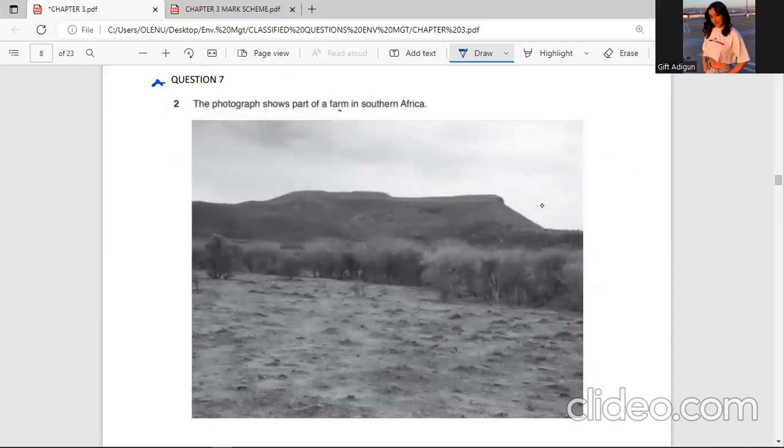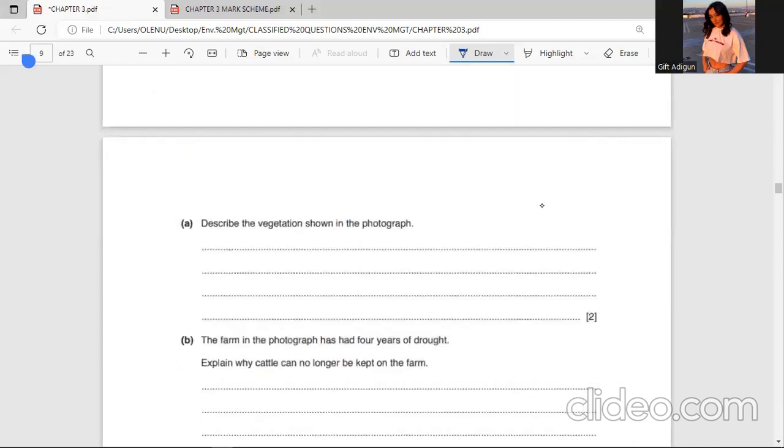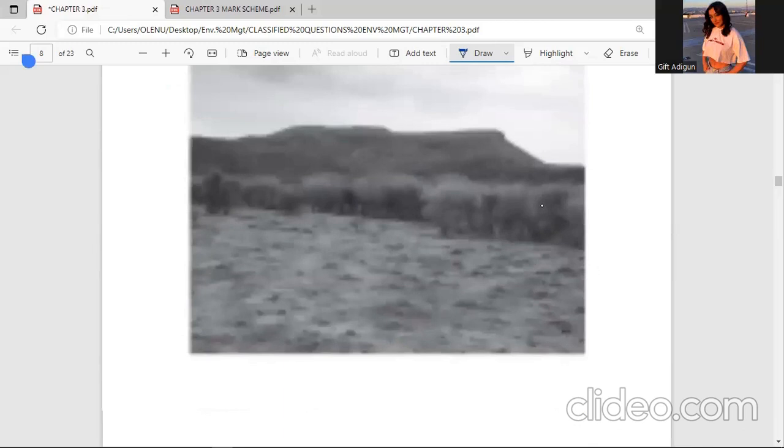Now they say the photograph shows Africa. So this is part of a farm in Southern Africa. Now the question that follows it is, they said we should describe the vegetation shown on the photo. Say what you can see.